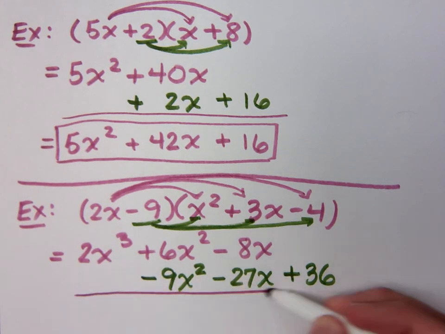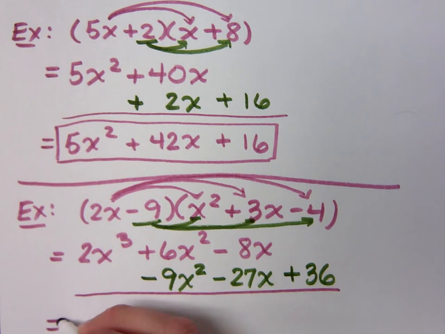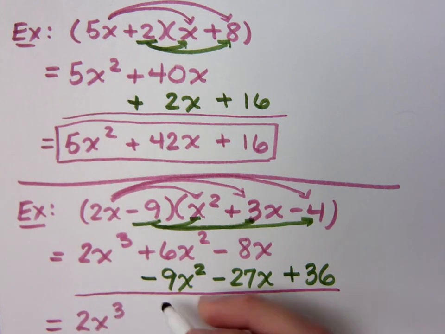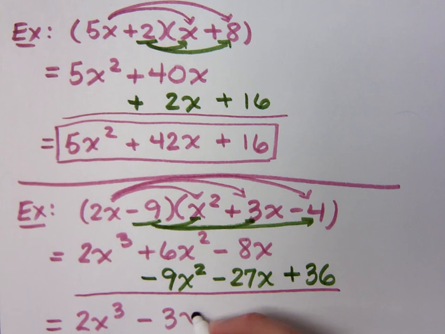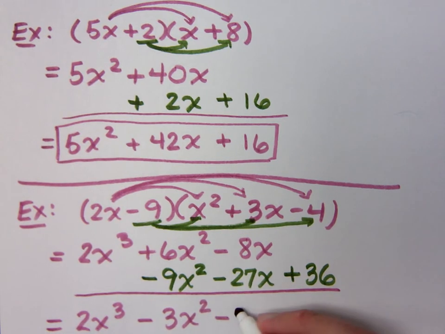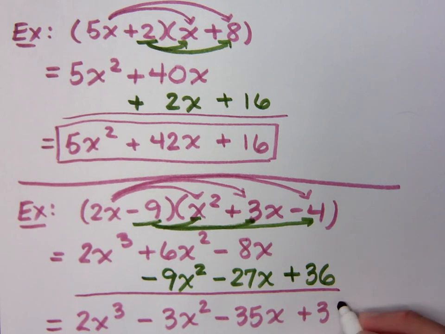Yes. Okay. Combine these like terms. Should be easy because they're in columns. What do you have? 2x to the third minus 3x squared minus 35x, and then plus 36.